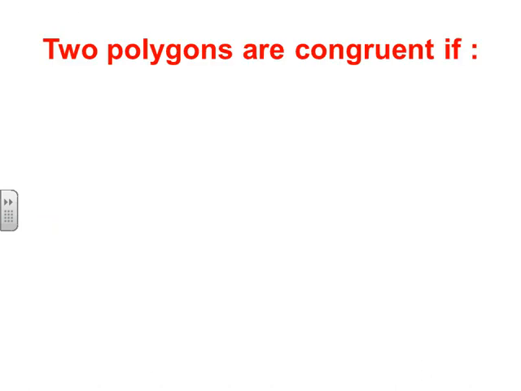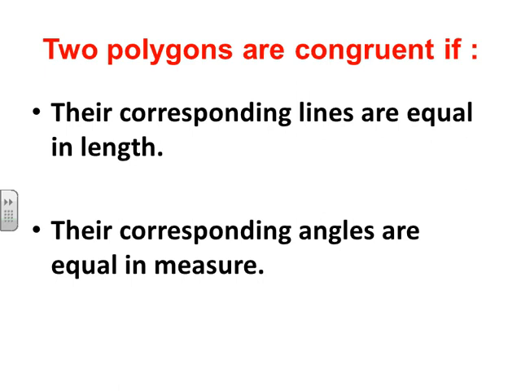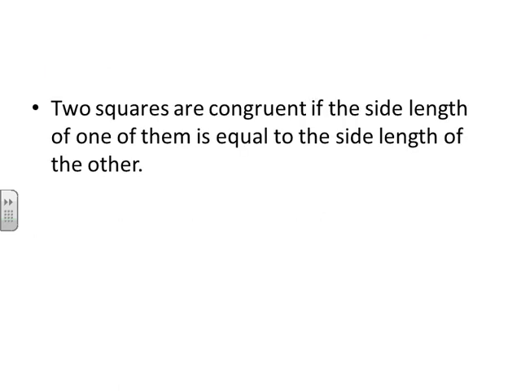Two polygons are congruent if their corresponding lines or sides are equal in length, and the corresponding angles are equal in measure. Two squares are congruent if the side length of one of them is equal to the side length of the other.